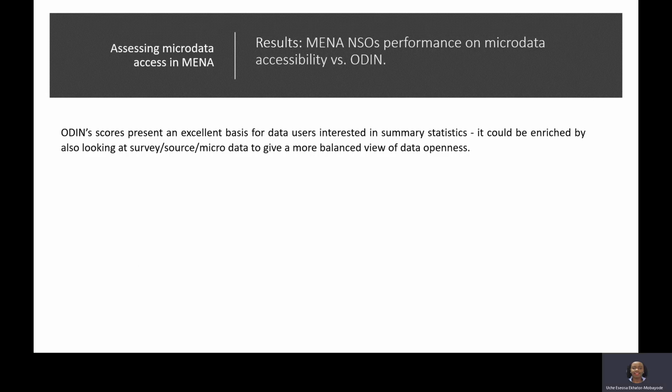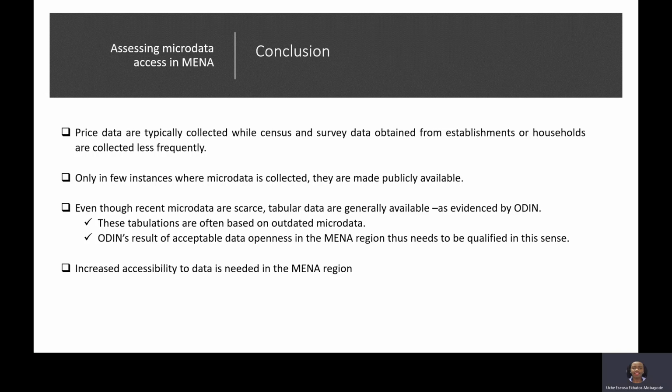So even though the ODIN scores are excellent when you're interested in summary statistics, there is a gap. It could be enriched by looking at survey or microdata as we do to give it a more balanced view of data openness for countries in the MENA region. So in general, our results show that price data are typically collected, while census and survey data are less frequently collected. And even when data is collected, it's rarely made available. So what this tells us is that microdata access is poor.